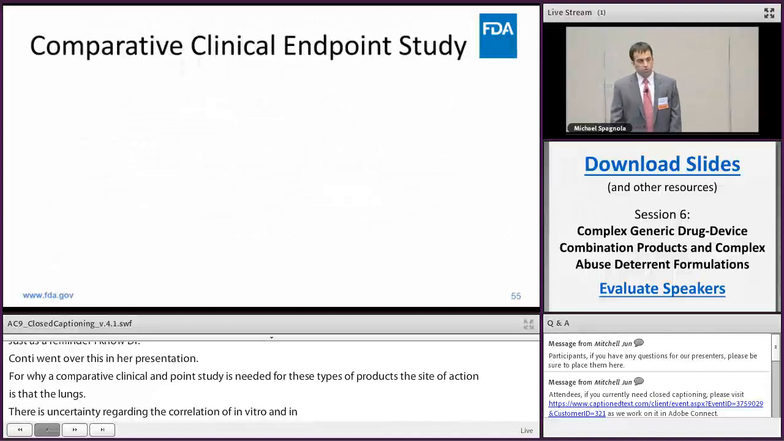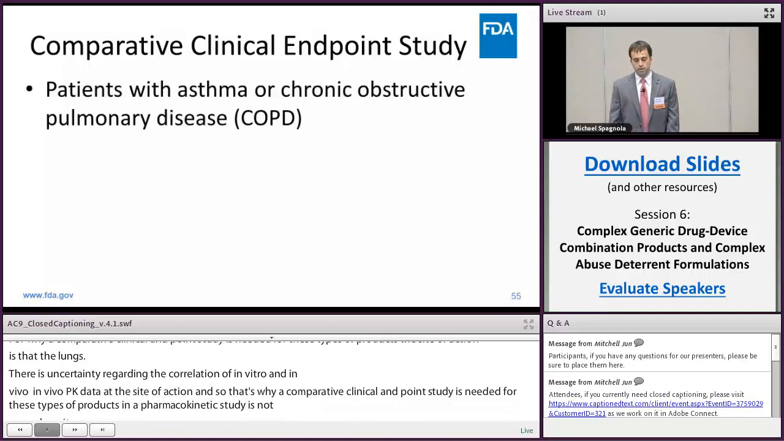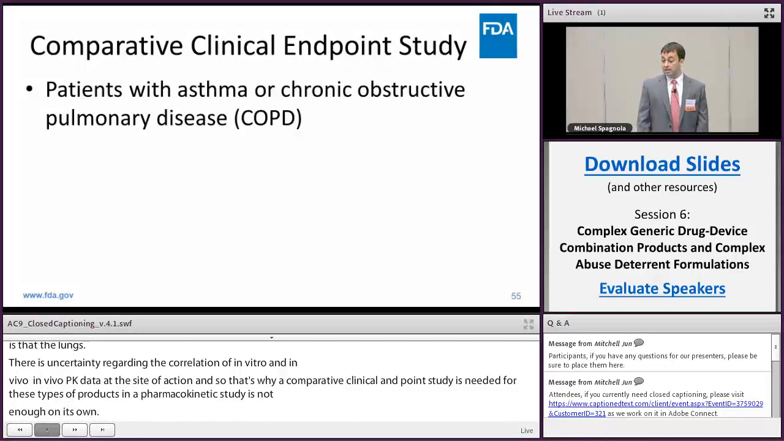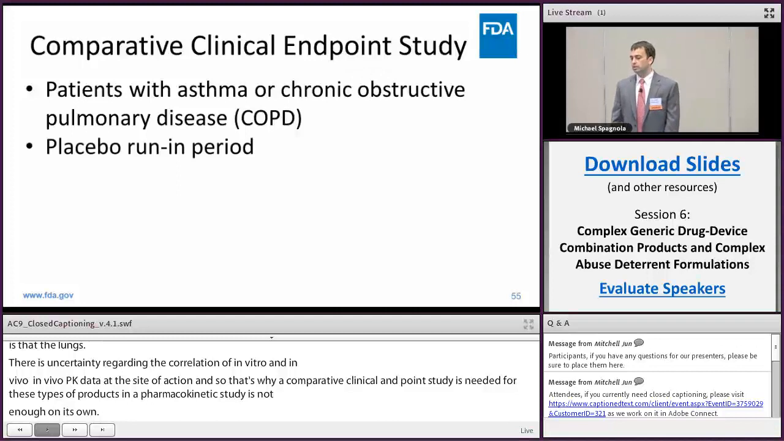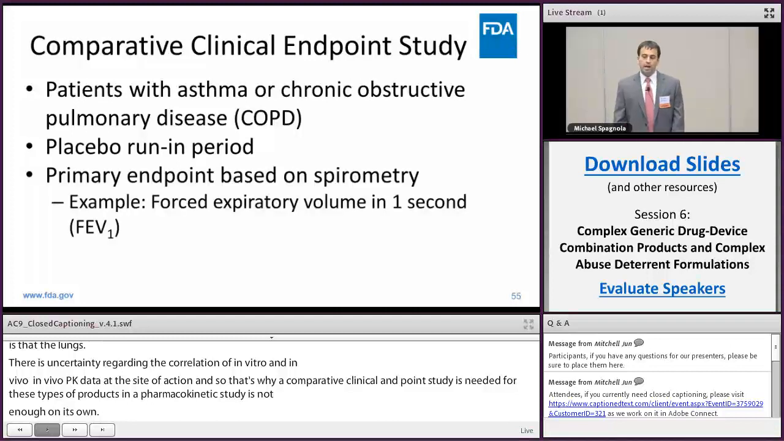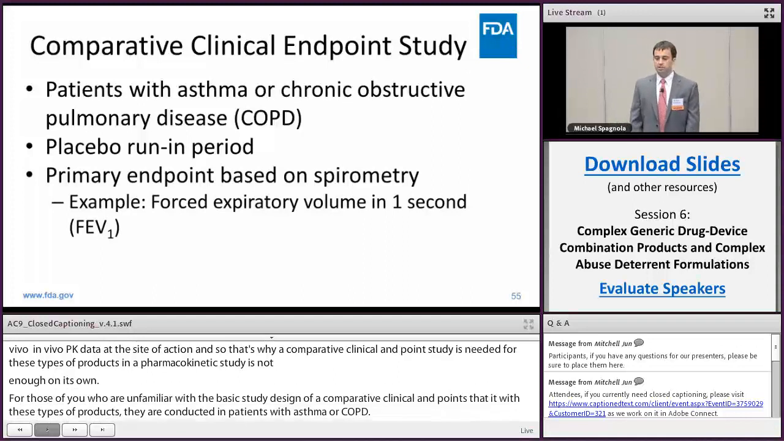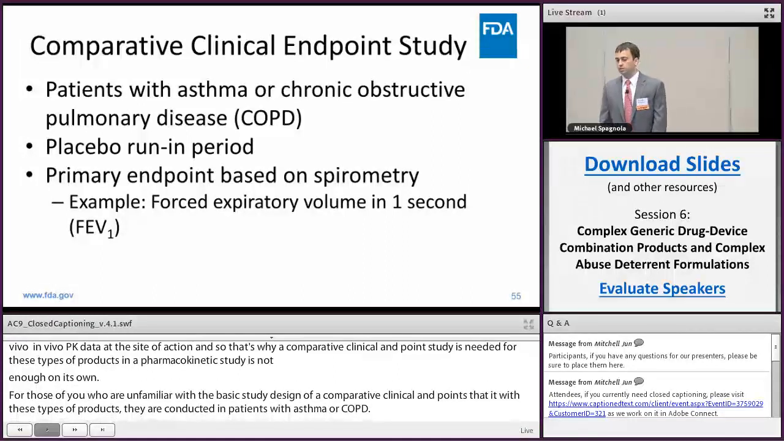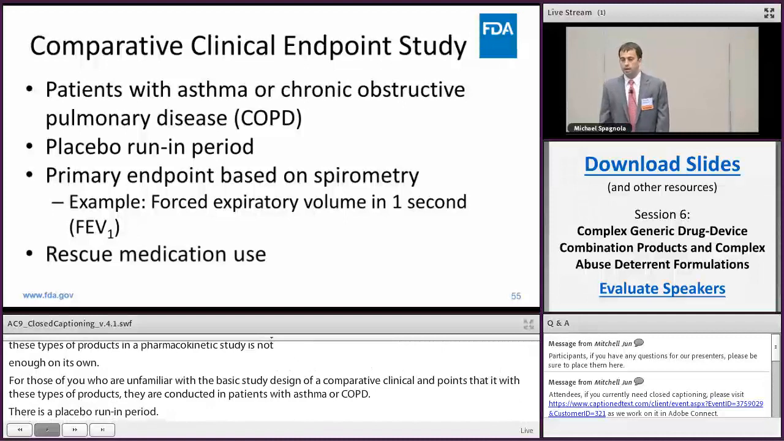For those of you who are unfamiliar with the basic study design of a comparative clinical endpoint study for these types of products, they're conducted in patients with asthma or COPD. There's a placebo run-in period. The primary endpoint is based on spirometry, such as forced expiratory volume in 1 second, or FEV1. And the product-specific guidance usually recommends rescue medication. We'll talk about how that's important when it comes to study design.